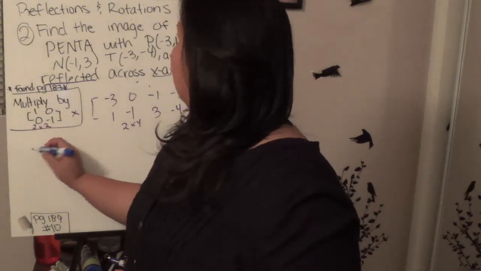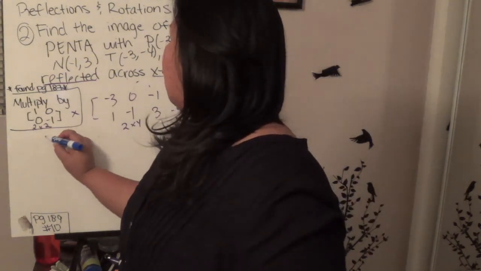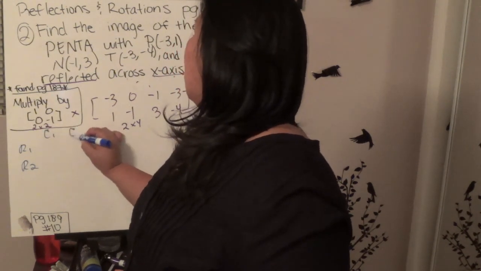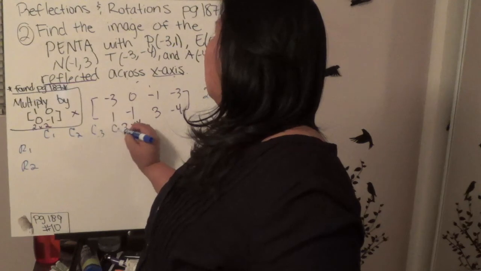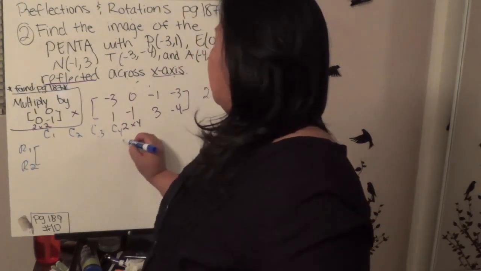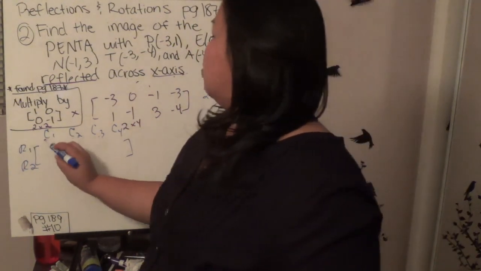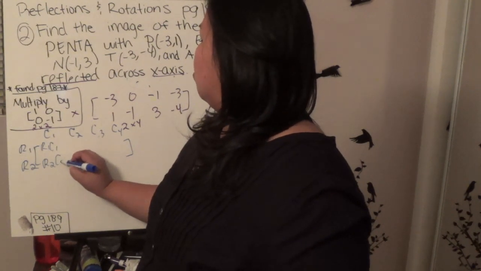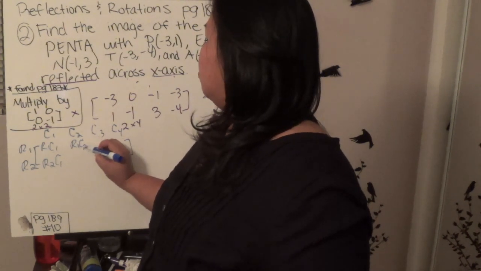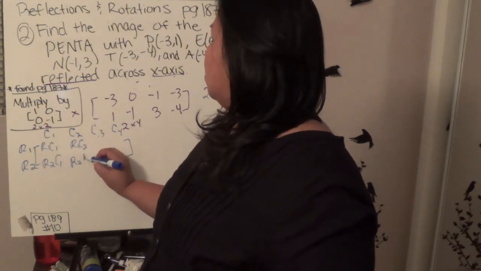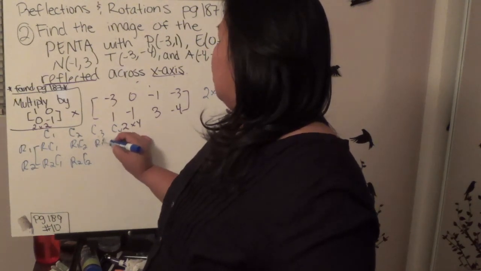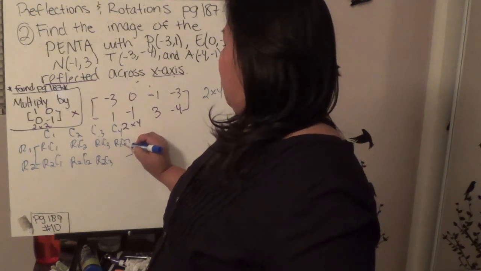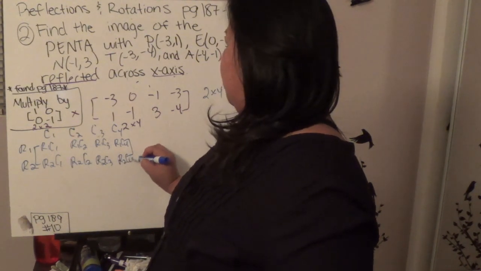2 rows, 4 columns. So we have row 1, row 2, column 1, column 2, column 3, column 4. I know it's tedious, but please do the key. So we have row 1, column 1, row 2, column 1, row 1, column 2, row 2, column 2, row 1, column 3, row 2, column 3, row 1, column 4, row 2, column 4. All right?